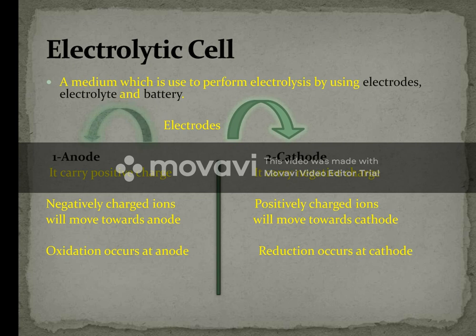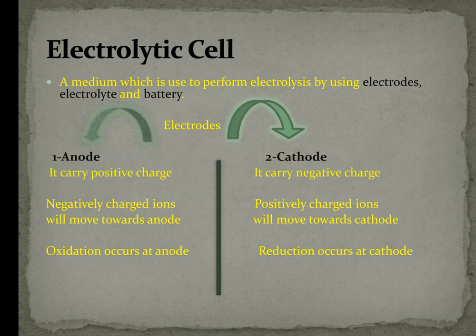Make a simile of cathode with the cat. That cat is negative, then cathode is negative. Then the opposite of cathode is anode. So obviously if cathode is negative, anode would be positive.